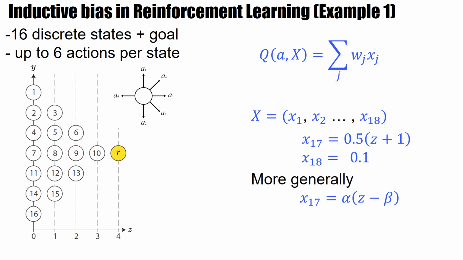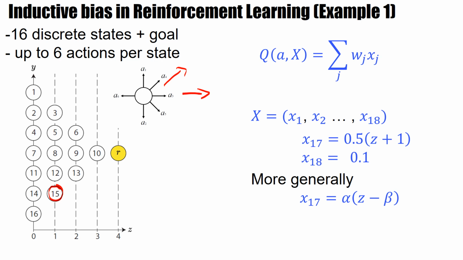Here I have 16 different discrete states. So for example, this state here is state number 15, and I have different actions. I can move diagonally or horizontally to the right, horizontally to the left. I have 6 different actions per state. Not all of them are always possible.